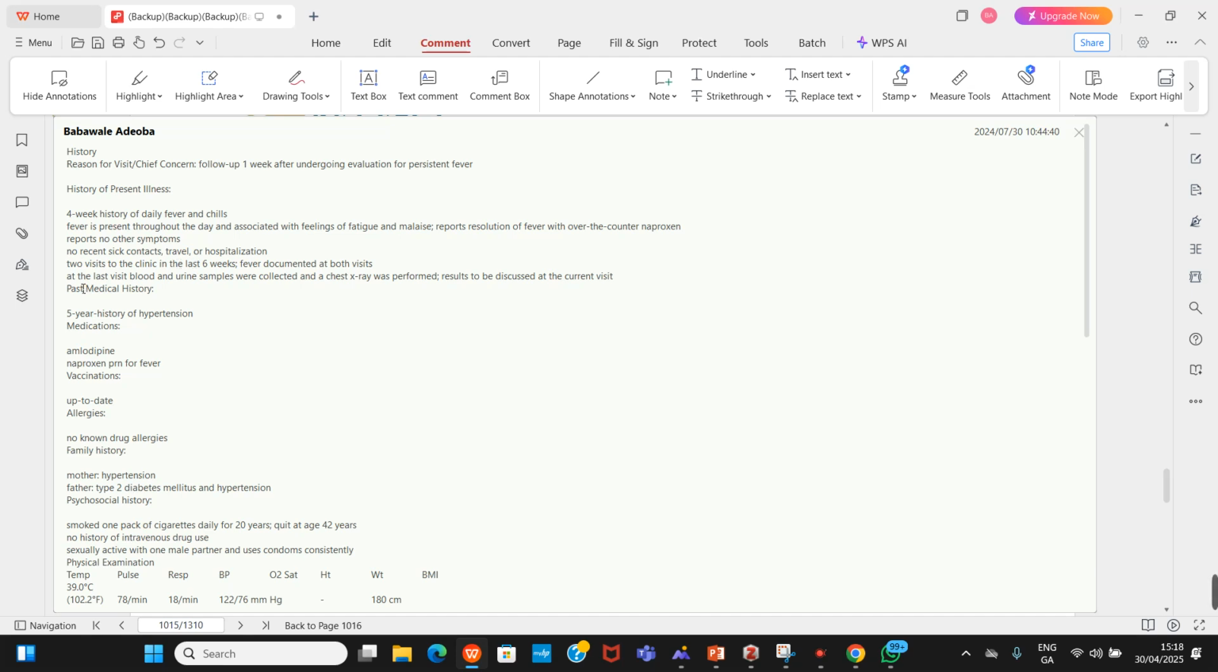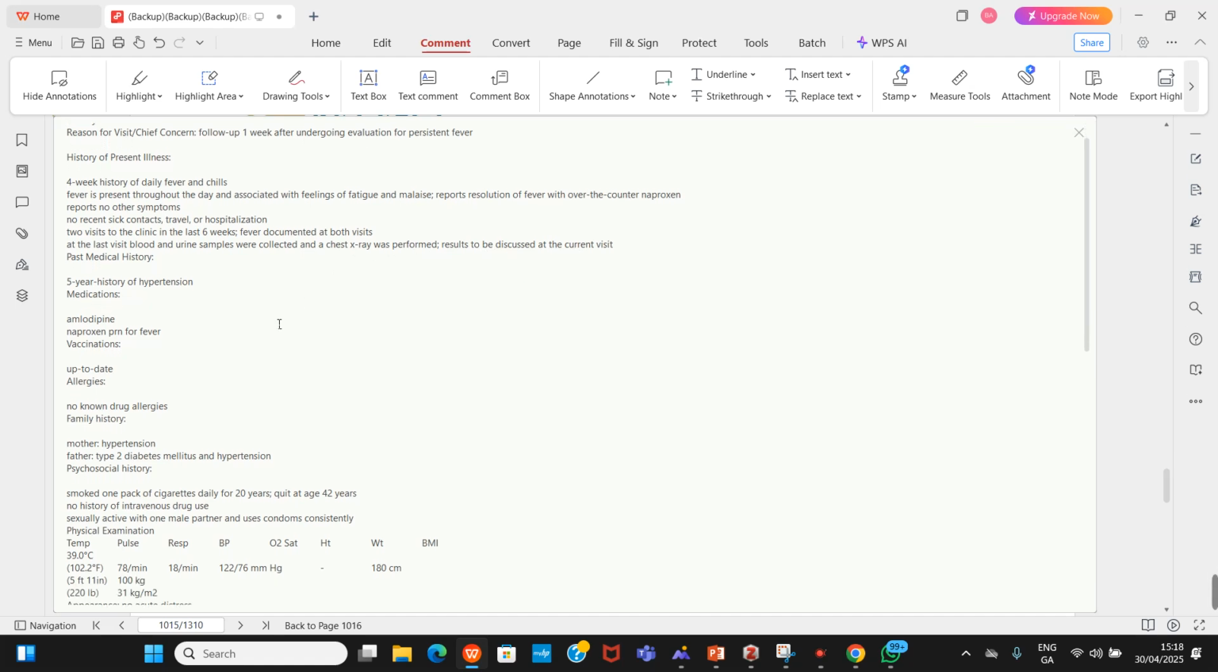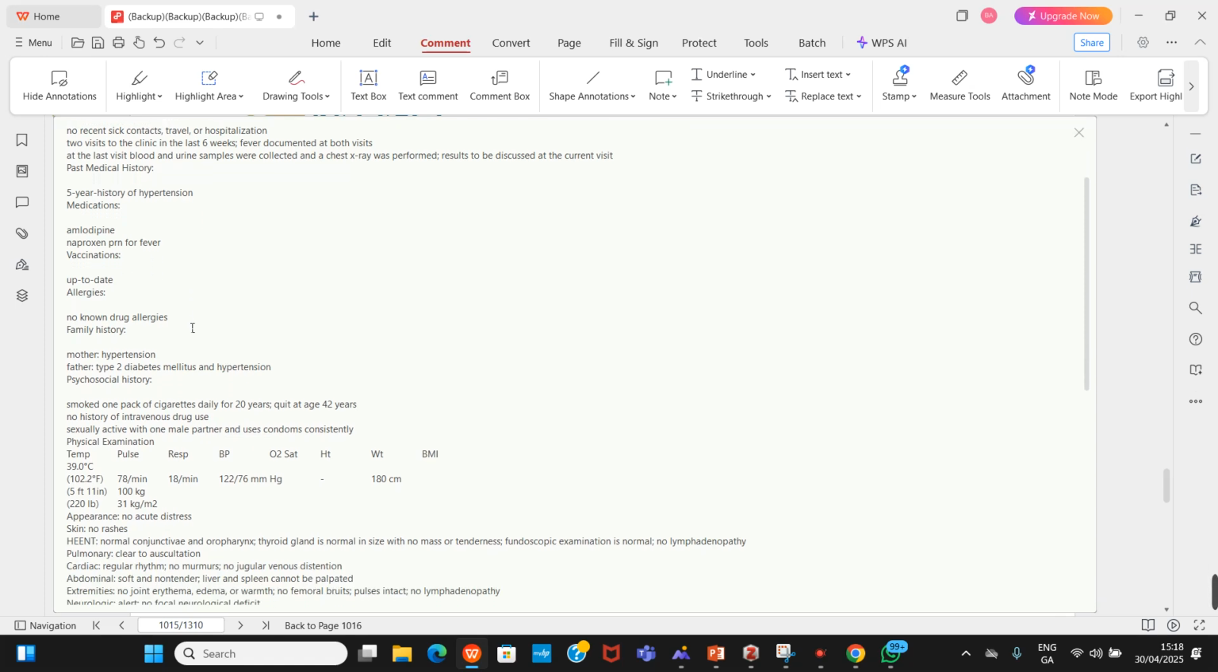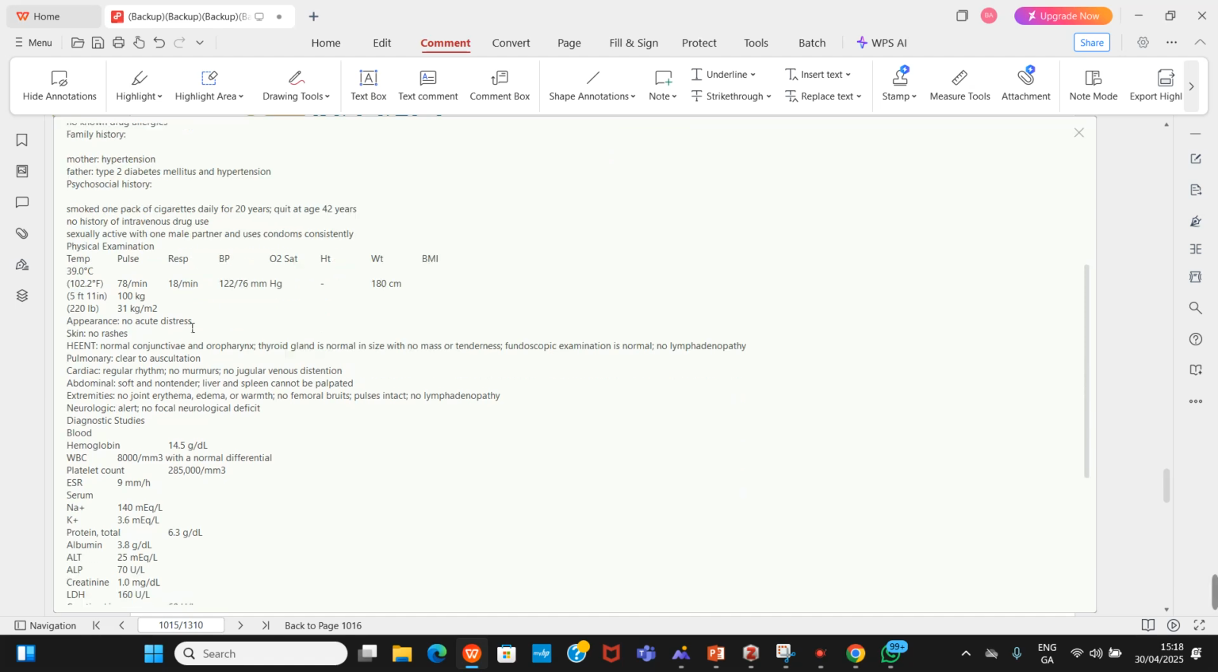The person came to the clinic 2 times in the last 6 weeks, and fever was documented at both visits. So the fever is now presenting again at the 3rd week. So that's FUO automatically. At the last visit, blood and urine samples were collected, and a chest X-ray was performed, and results to be discussed at this current visit. So he's on amlodipine and he's on naproxen PRN for the fever. The other ones are not relevant.